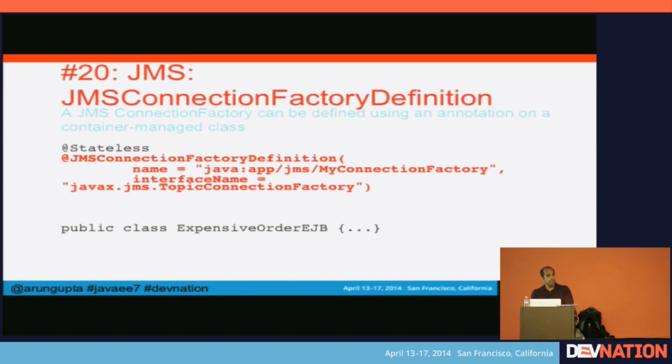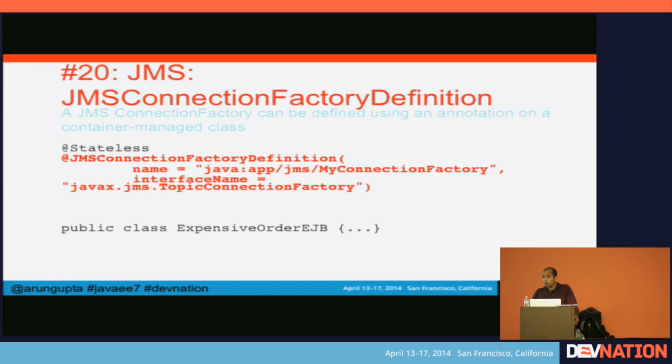New annotations were added, again further simplifying the platform. For example, you want to create a connection factory definition as part of application deployment. In my simple stateless EJB, all I'm doing is adding this annotation called JMSConnectionFactoryDefinition, and I'm specifying my application-specific factory name. And I say this is a topic connection factory. So when this WAR file is deployed, this connection factory is automatically created for you.